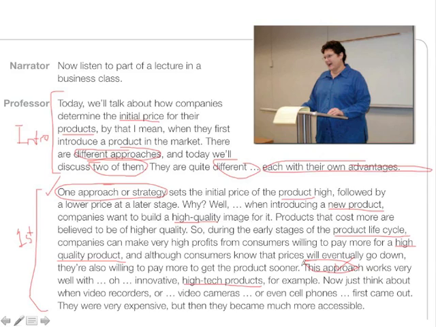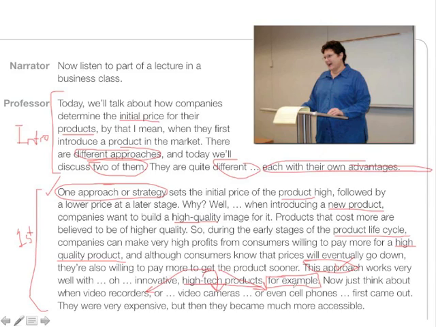Now also notice here how the professor uses an example, and this is a good example of cohesion. How the professor mentions high-tech products, so in the kind of beginning here, high-tech products, and then immediately restates them as video cameras, video recorders, and cell phones. So again, the professor is using a very common breakdown strategy where he or she begins with an approach or strategy and then breaks it down into specific examples.